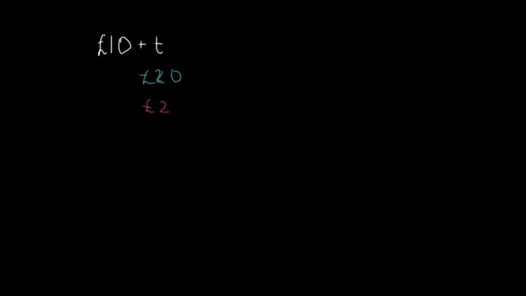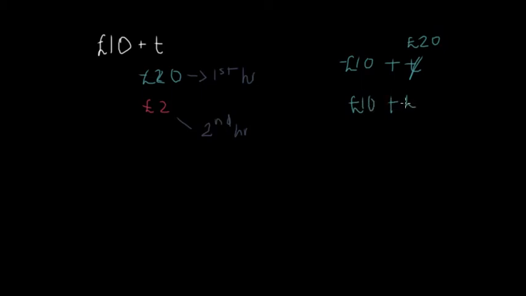Now what if we actually put that into the expression? So for example, if this was the first hour, let's just put first hour, that is the second hour. Now for the first hour, guess what the expression would be? So instead of £10 plus t, we just put the £20 in t's place. So that would look like £10 plus 20.